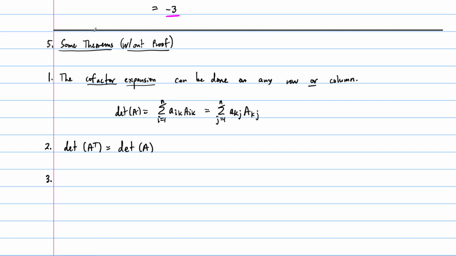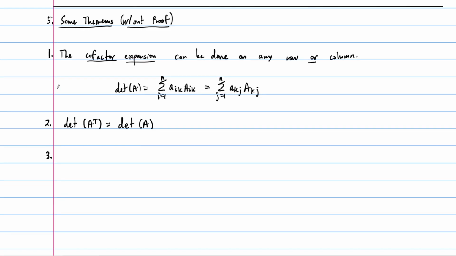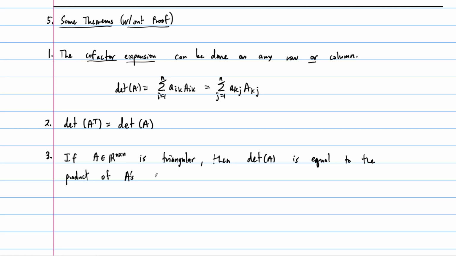So there's a theorem. Furthermore, if A is a triangular matrix, obviously they're all square, right? If we're talking about determinants, then we're talking square. By triangular I mean either upper triangular, lower triangular, or diagonal. Any one of those is fine. But if it's triangular in any way, then the determinant of A is equal to the product of the diagonal entries. But this is only true when the matrix is triangular.